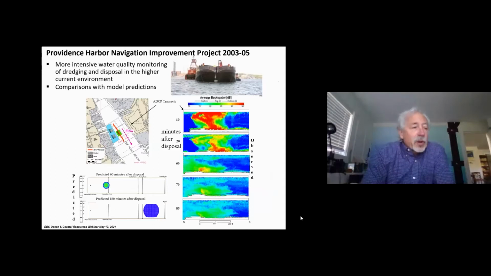And because there are greater currents in Providence, there was a little bit more focus on water column monitoring. And what you see here on the right panel are a series of acoustic Doppler profiles, some really good information that compared predictive modeling against the water column. We see that any disturbance into the water column from a release of the sediment was really fairly short-lived and didn't proceed very far from the cell itself.